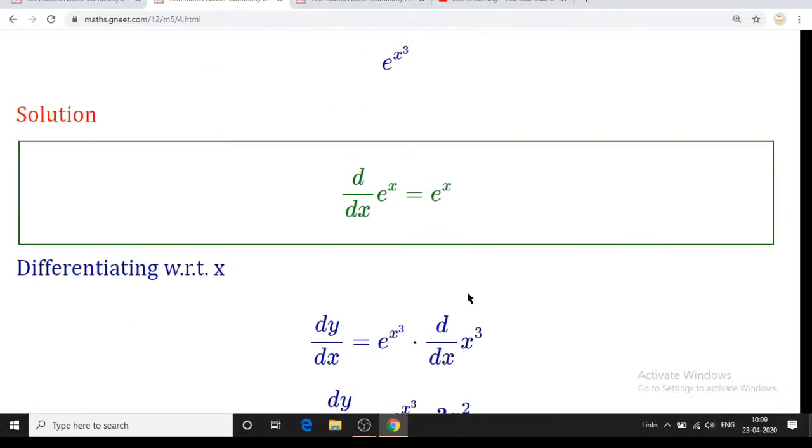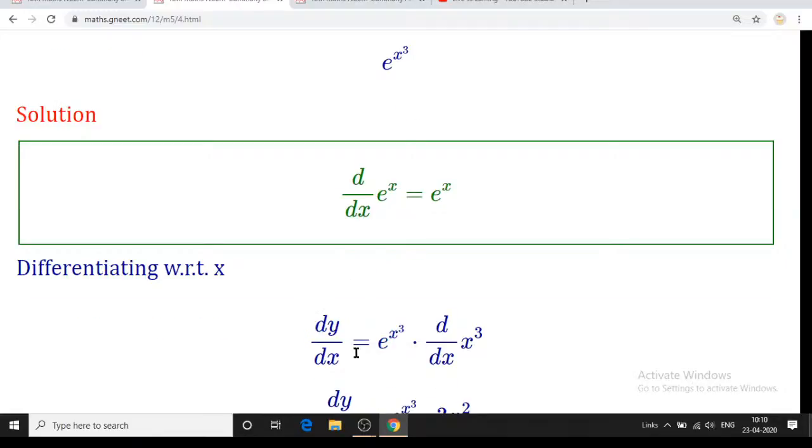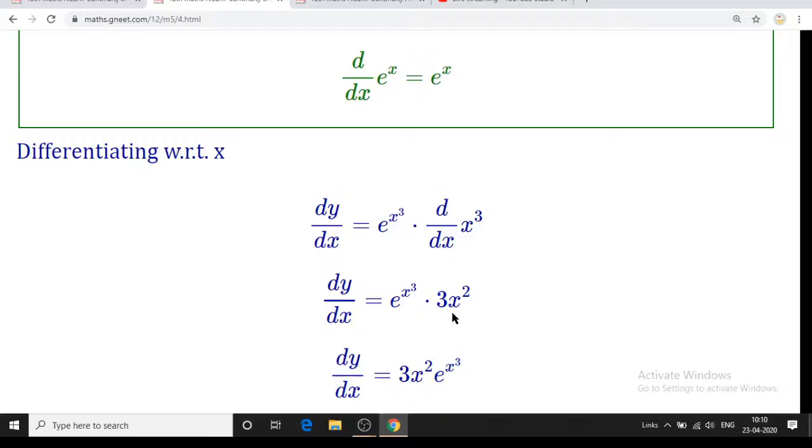Now we will solve the third question. It is very easy, only the part is that instead of e raised to x it is given as e raised to x cube. Now here we will remember the formula: e raised to bracket differentiates to e raised to bracket times the derivative of the bracket. So differentiating we get dy by dx is e raised to x cube into d by dx of x cube, and the derivative of x cube will be 3x square.